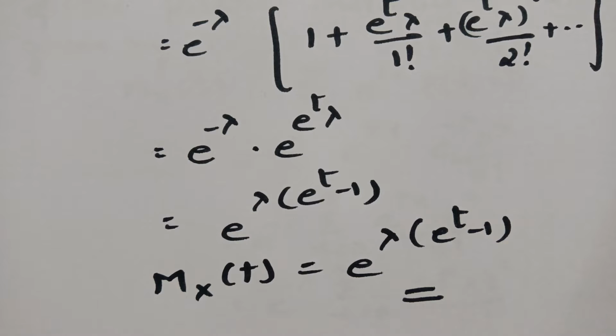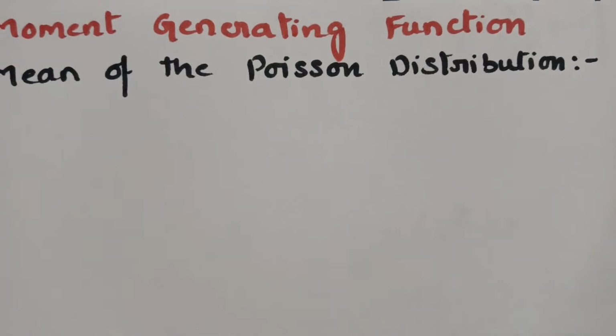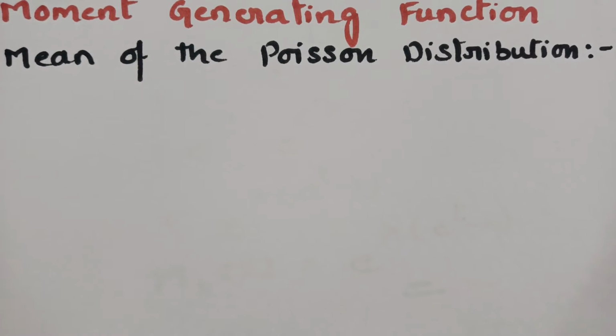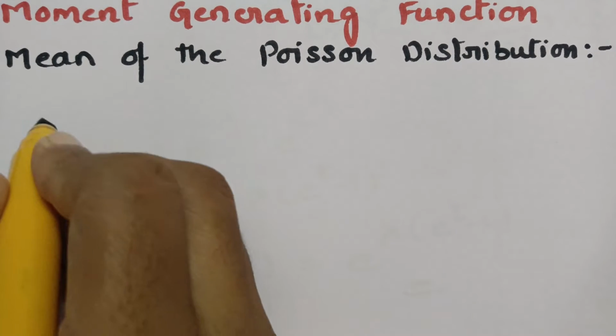And now coming to the mean of the Poisson distribution. So again, what is the mean? The expected value, or mu.